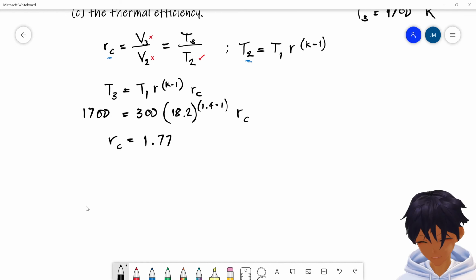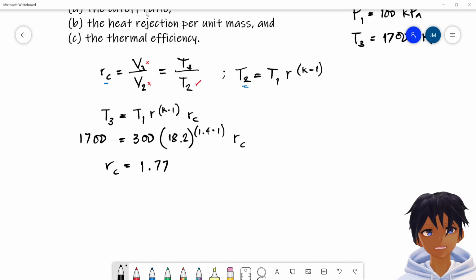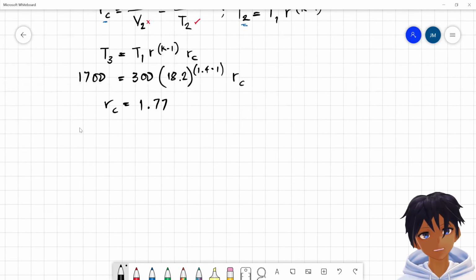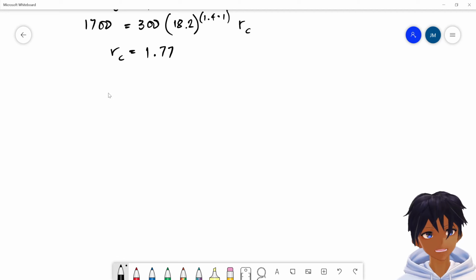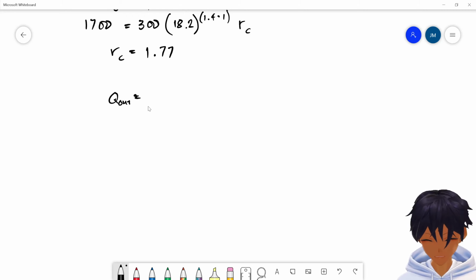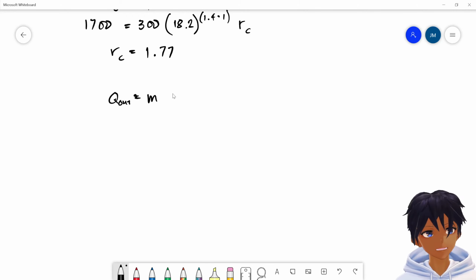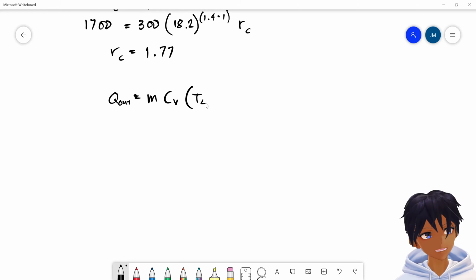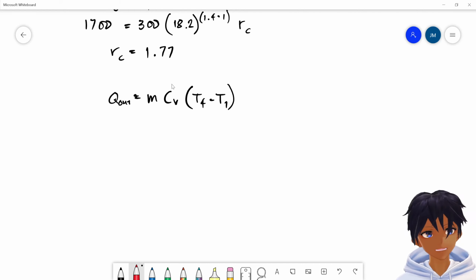How about letter B? So letter B is heat rejection per unit mass. So the formula for heat rejection is Q. Heat rejection occurs at constant volume process, then temperature 4 minus temperature 1. Okay, so no problem with this one. This is constant, so 0.718. How about temperature 1? This is given.